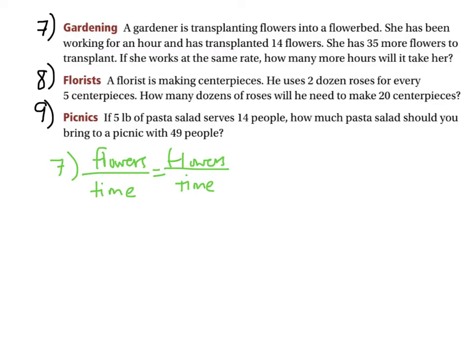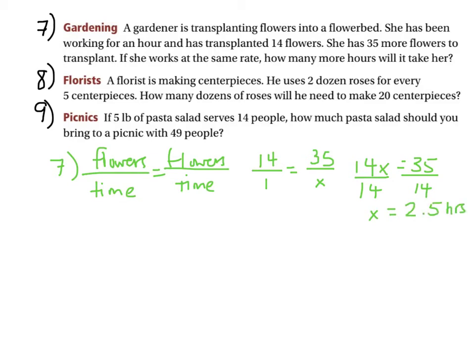But in that case, if we just set it up that way, it should be really easy to figure out how to set it up. 14 flowers over 1 hour equals 35 flowers over, I don't know how many hours, make that x. Cross product, 14x equals 35. And then when you divide both sides by 14, you're going to get x equals 2.5. And because I was finding a time, that's 2.5 hours. Good. Let's do the next one.